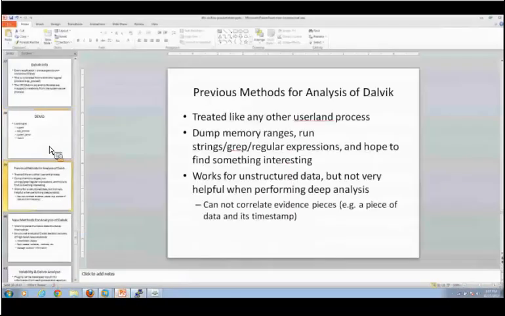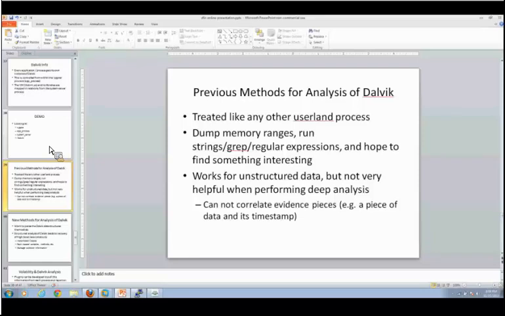Okay, so now that we have a very quick idea of how Dalvik works: in the previous methods, before we started our current project, these Dalvik instances were basically treated as any other userland process. I can dump the heap out, then run strings and grep across it to see, say for the browser process, if a URL is there. I can try to file carve on the memory dump, or run regular expressions across it. But I would consider this a non-interesting way to look at it from a research perspective, and it's also not very effective from an investigative standpoint.